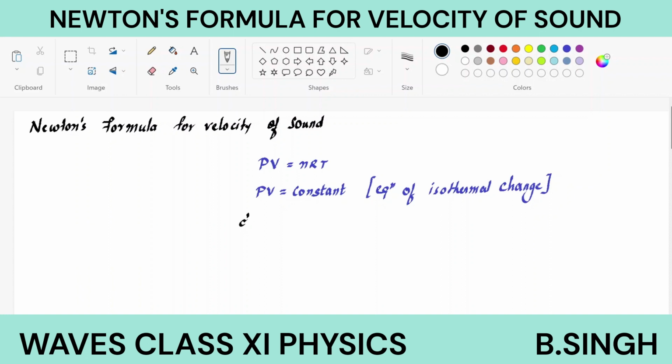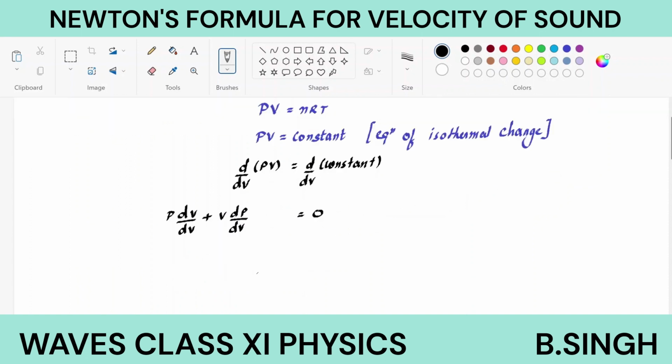So it will be d by dV of P into V equals d by dV of a constant. Now the derivative of a constant from maths is 0. Differentiation of any constant is 0. So on the right hand side we are left with 0. On the left hand side, pressure and volume are dependent on each other, as Boyle's law says, so we apply the multiplication rule: P dV by dV plus V dP by dV. This is the multiplication rule in differentiation.